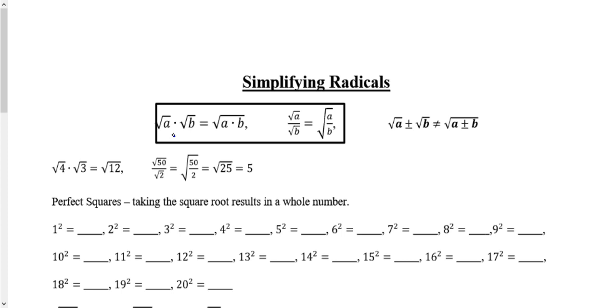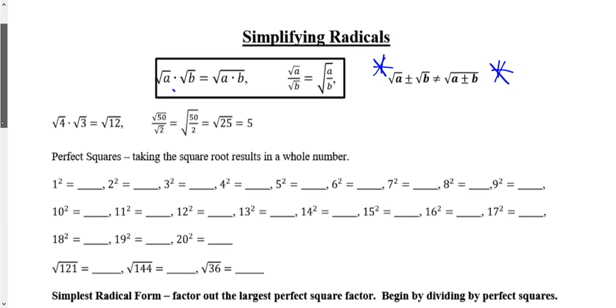Now, be very careful. This property does not work with addition and subtraction. Okay, you see this here? Square root of A plus the square root of B is not the square root of A plus B, or minus. Not. You got that? Everybody looking up here? You see that not equal to sign there? This only works with multiplication and division, right?